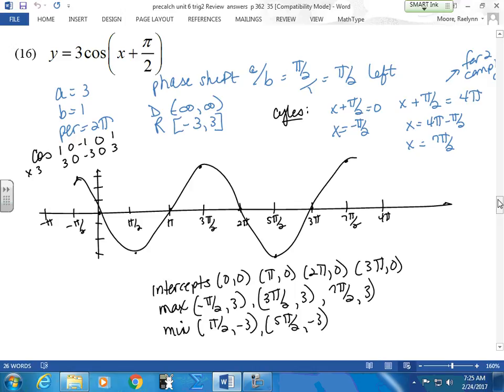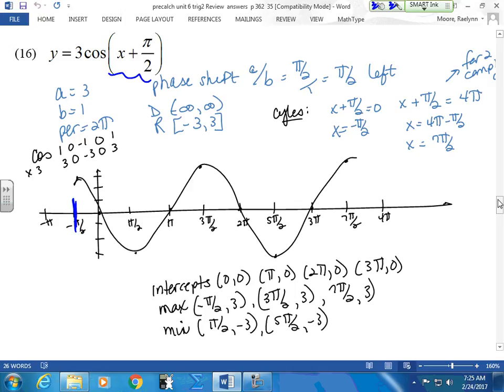Okay, what does this thing mean? Phase shift with direction. Left. So left, how many radians? Pi over 2. So all that means is this is going to be my starting point instead of this. That's the only effect this has on me.